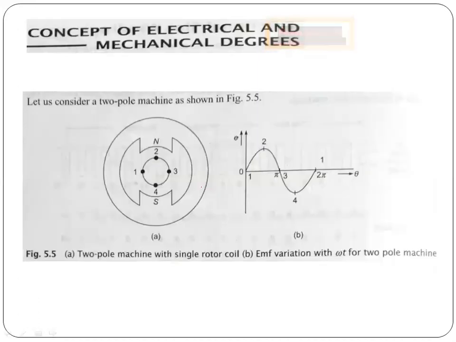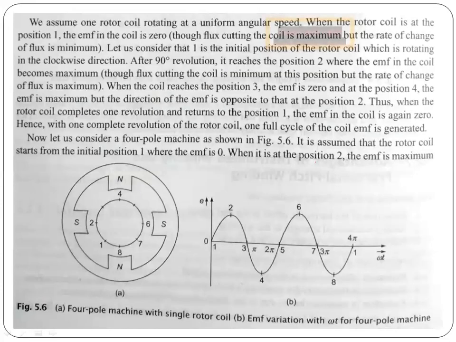The concept of electrical degree and mechanical degree. Let us consider a two-pole machine as shown in the figure: a two-pole machine with a single rotor coil, and figure B showing the EMF variation with omega t for the two-pole machine. These are the two poles, the North Pole and the South Pole. And this is the generated EMF for the two-pole machine. We assume the rotor is rotating at uniform angular speed.